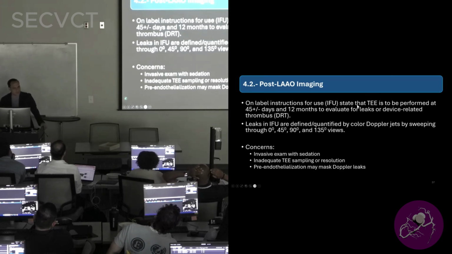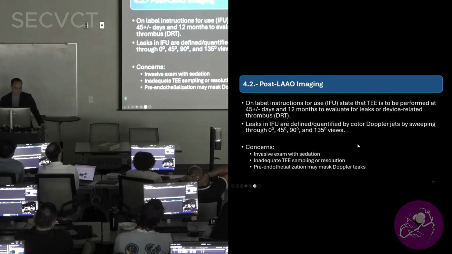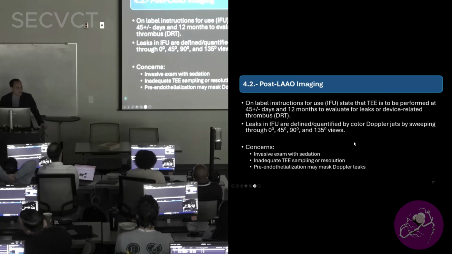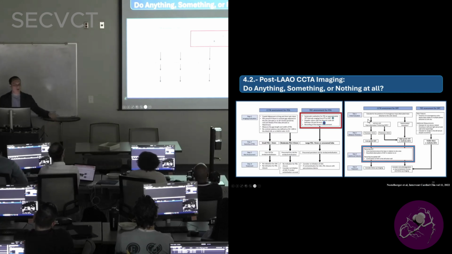Now, what about post-LAA imaging? So far, the IFU recommended 45 days to 2 months and then 12 months, but TEs are invasive. TEs may produce inadequate sampling. It depends on acoustic shadowing and acoustic windows, and pre-endothelialization may mask Doppler leaks. And this was very nicely proven in the dog model for the plug device that was sent to the FDA for their initial approvals. So we have gone completely away from TE to doing CT.